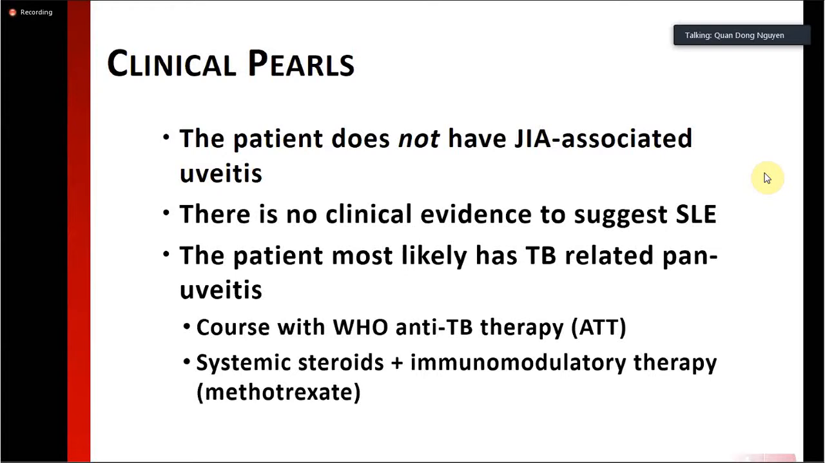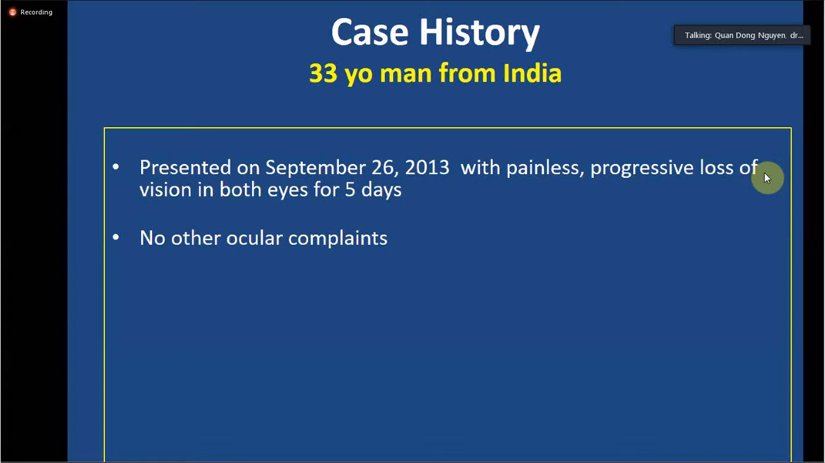Okay, so let me move on to the next case for you here. This case is somewhat more challenging, ladies and gentlemen. This is a 33-year-old man from India who presented with painless progressive loss of vision in both eyes for 5 days. No other ocular complaints with this.